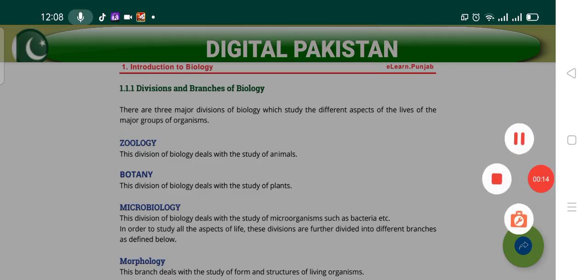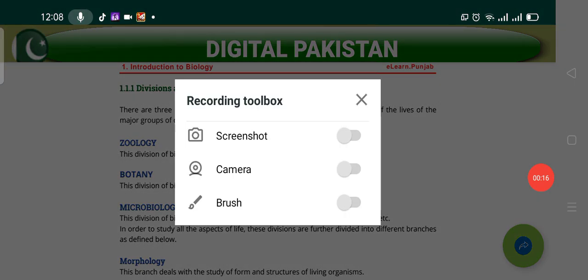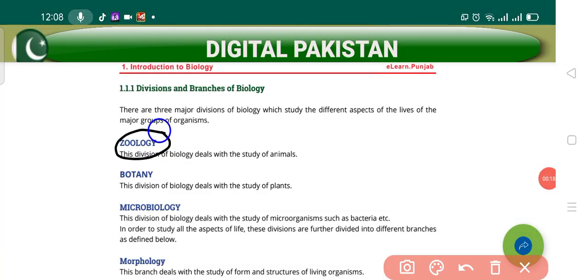Now, how many divisions of biology are there? Basically, there are three divisions of biology. What are they? Zoology, botany, and microbiology.